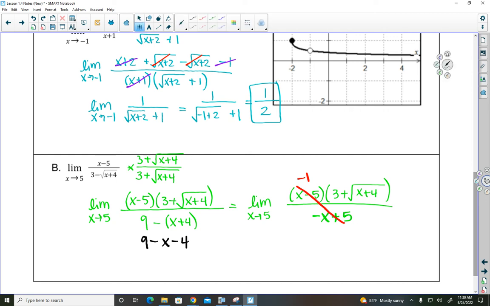So now our new limit says -1 times a quantity 3 plus the square root of x plus 4. And let's turn to direct substitution. -1 times a quantity 3 plus the square root of 9, which would be 6, so -1 times 1 over 6, which is -1/6.